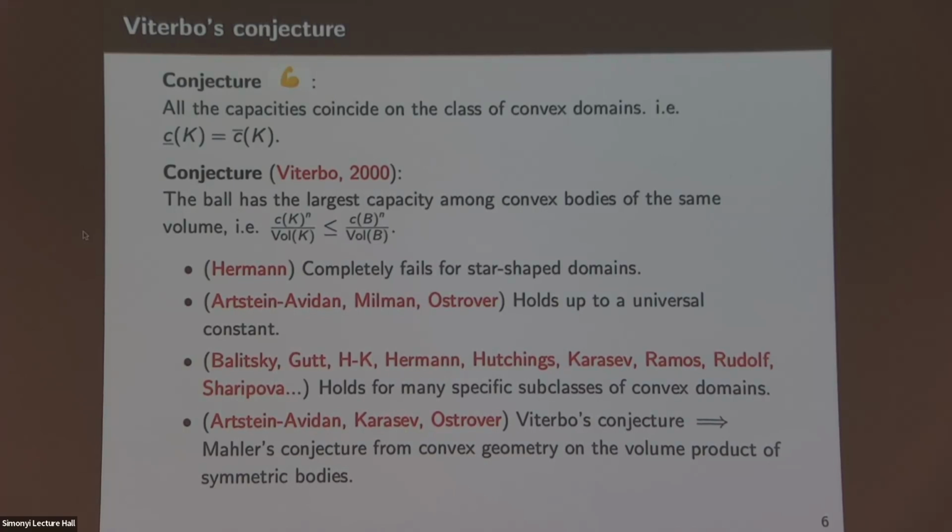Moreover, since the conjecture was made, it has been proven in many specific subclasses of convex domains. And one last remark is that it was shown that the Viterbo conjecture in a very specific case is actually equivalent to the famous Mahler conjecture from convex geometry, which has now been open for over 80 years. So what seems like a natural, simple question might not be this easy.